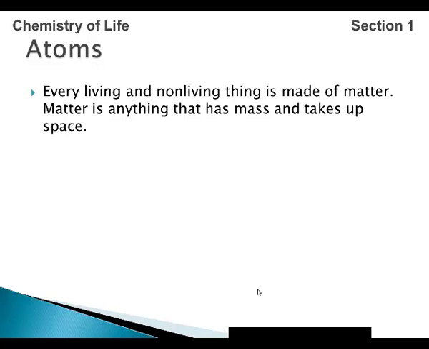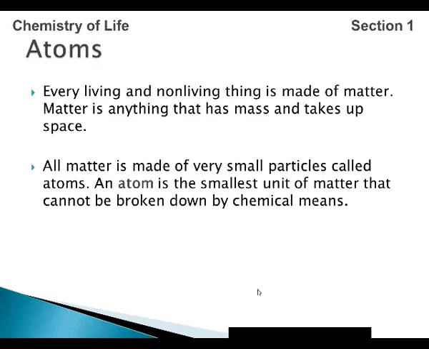Matter is anything that has mass and takes up space, and matter is all made up of different forms of atoms. All matter is made up of very small particles called atoms. An atom is the smallest unit of matter that cannot be broken down any further by any chemical means. There are parts of atoms called subatomic particles, being the proton, the neutron, and the electron. Those things are smaller than an atom. They make up an atom. The important part here is this cannot be broken down by chemical means.